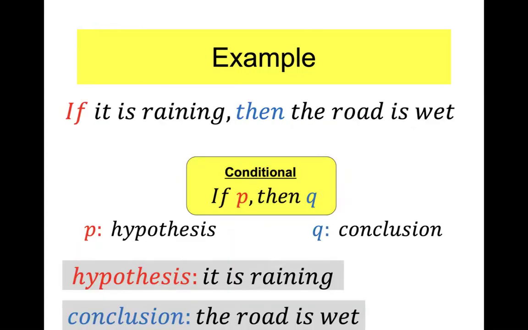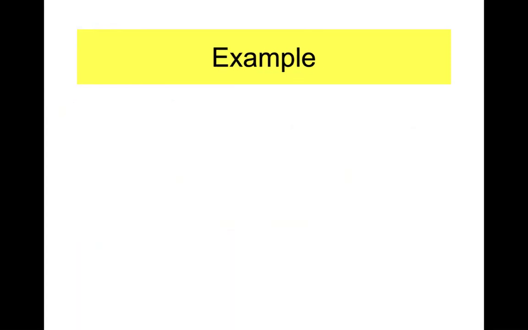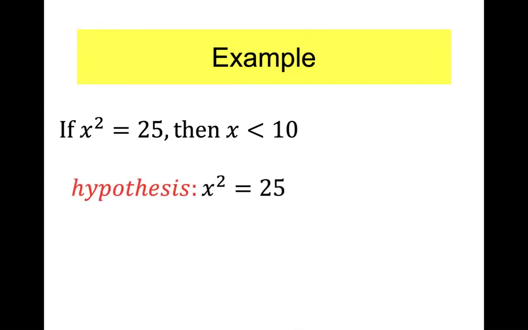In fact, the hardest thing is to remember what's the P and what's the Q. P comes before Q, if comes before then. How about that? Here's another one. If x squared equals 25, then x is less than 10. Once again, for homework, they're going to ask you what is the hypothesis and what is the conclusion. The hypothesis is what comes after the word if, so x squared equals 25. And the conclusion is what comes after the word then: x is less than 10.